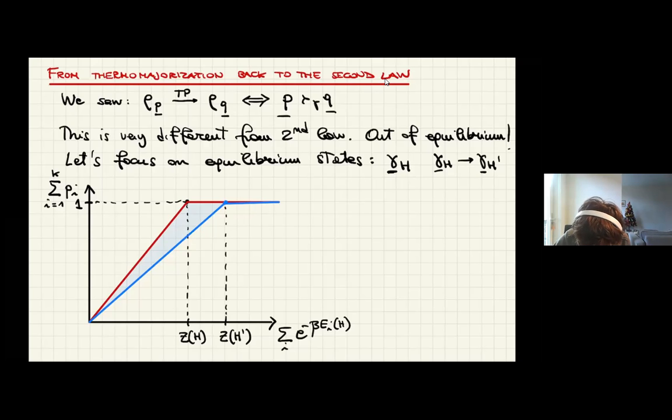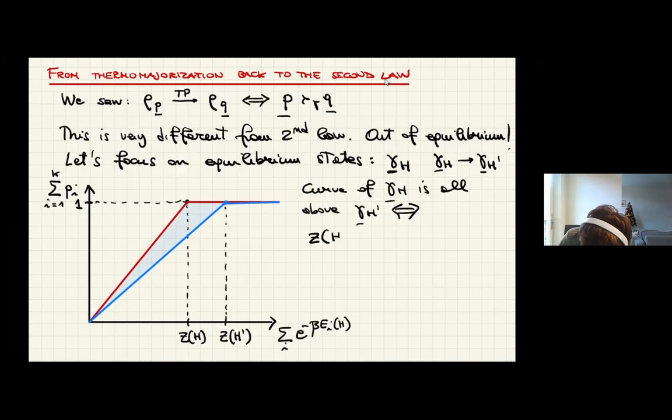But now it should be pretty clear from the plot that the curve of gamma, say gamma H, is all above the curve. Say that this is the curve for H, and the blue one is the curve for H prime. So the curve of gamma H is all above that of gamma H prime if and only if the Z point of H comes before the Z point of H prime. So if and only if Z of H is smaller or equal than Z of H prime. Okay, this should be clear from the plot.